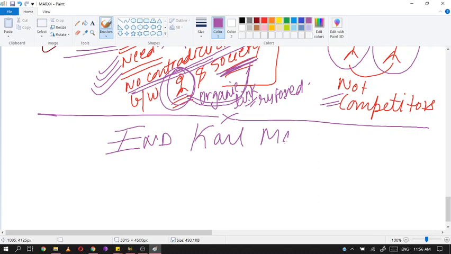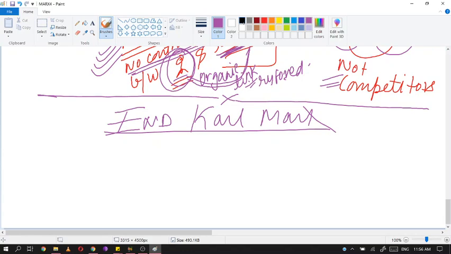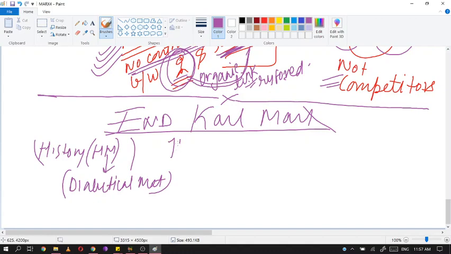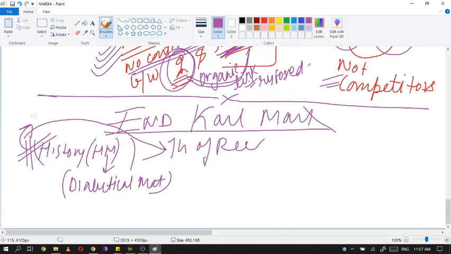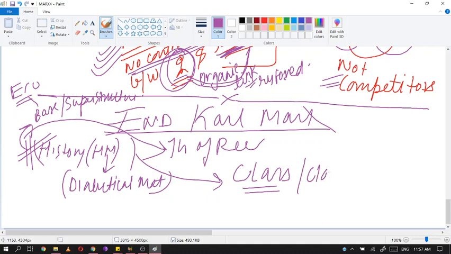Karl Marx. His major ideas that you have to keep in note are his theory of history, historical materialism. What kind of materialism? Dialectical materialism. His theory of revolution. His history will include your theory of revolution also. Then your base and superstructure concept. Base is economic. His concept of class and class struggle. His concept of alienation.